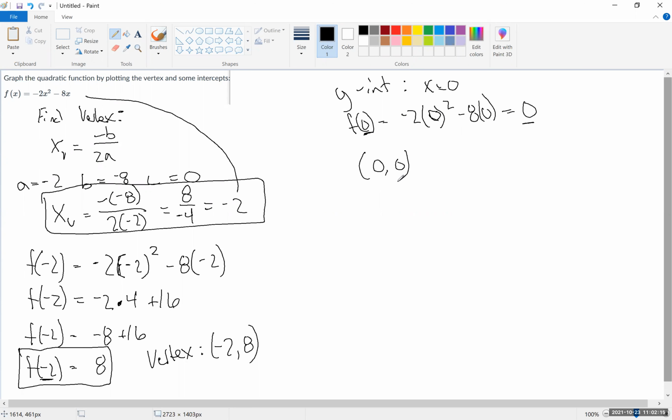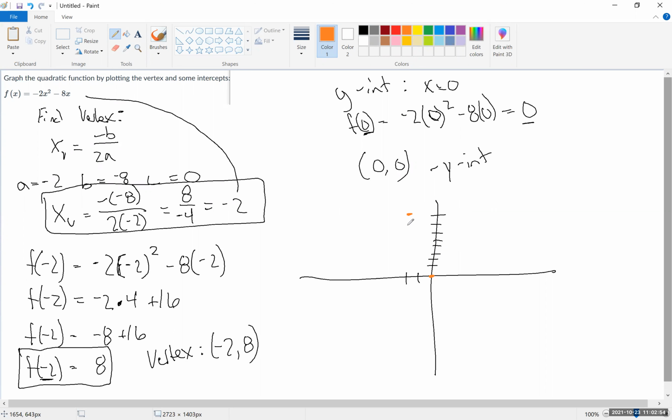Okay. And actually, with these 2 points, the y-intercept and the vertex, we can sketch a very nice parabola. So we're going to graph the y-intercept. I'm going to do the graphs in orange and the coordinate plane in black. The y-intercept is 0, 0, and the vertex is negative 2, 8. 1, 2, 3, 4, 5, 6, 7, 8. I didn't do the greatest job, but what's great about graphing is we don't have to do the greatest job.